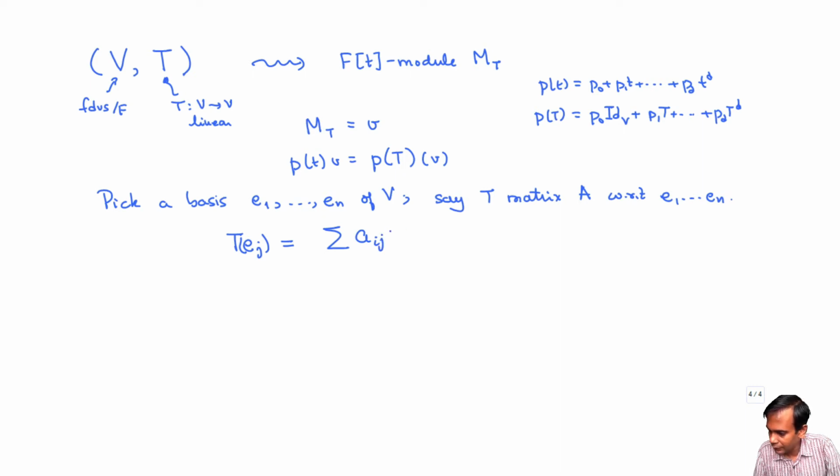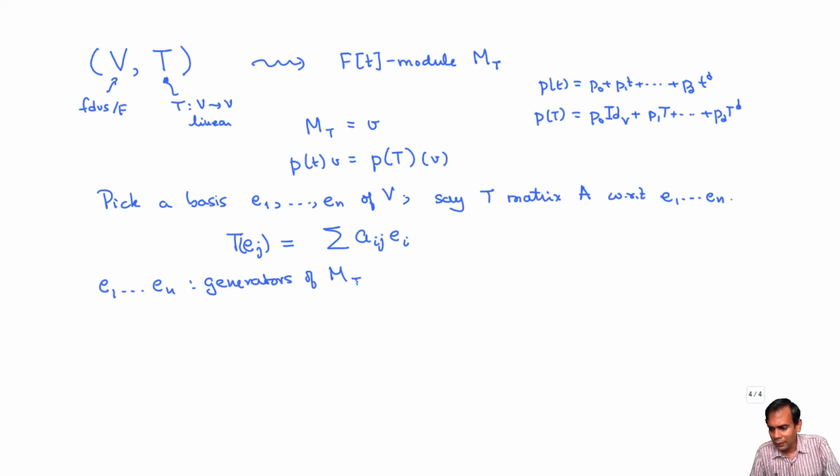That is, T of e_j is the sum of the ijth entry multiplied by e_i. So this is just the definition of what it means for T to have matrix A. Now we can think of e1, e2, up to en as generators of M, the F[t] module M_T. Of course there may be a lot of redundancy, but they actually generate M_T as an F vector space. They form a basis of M_T as an F vector space. Therefore they certainly generate M_T as an F[t] module.